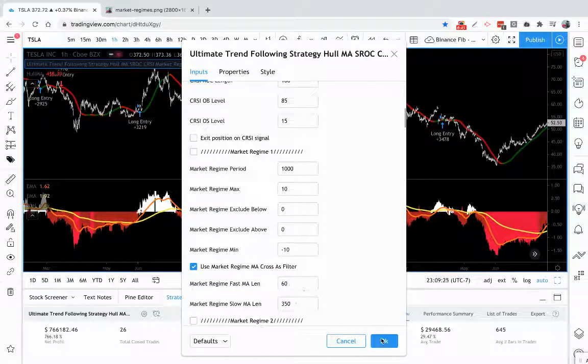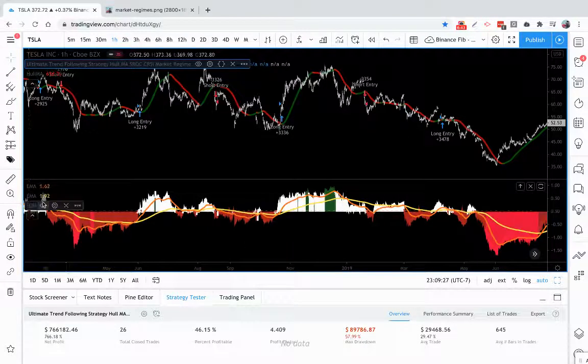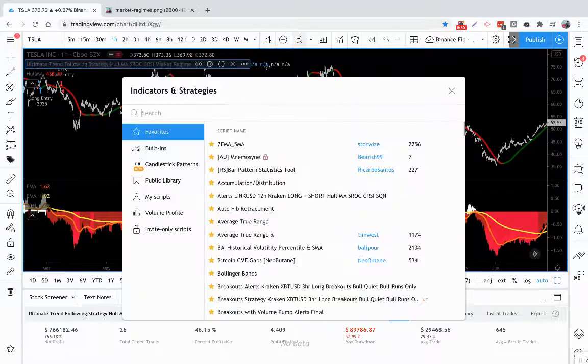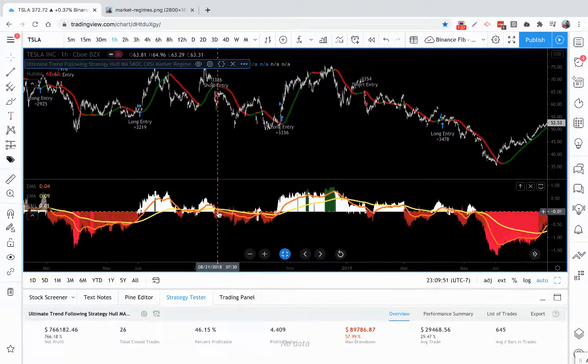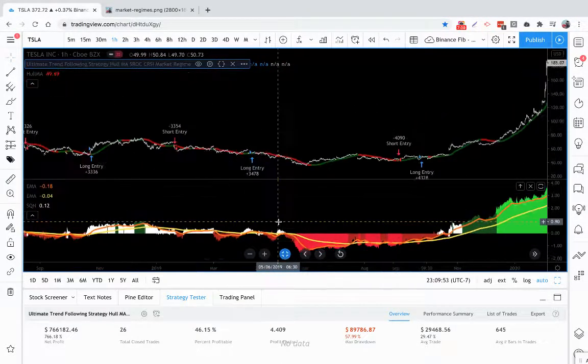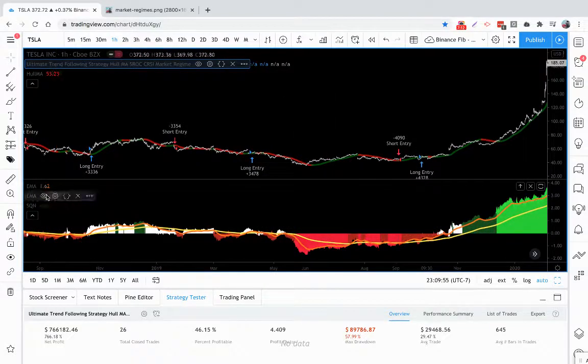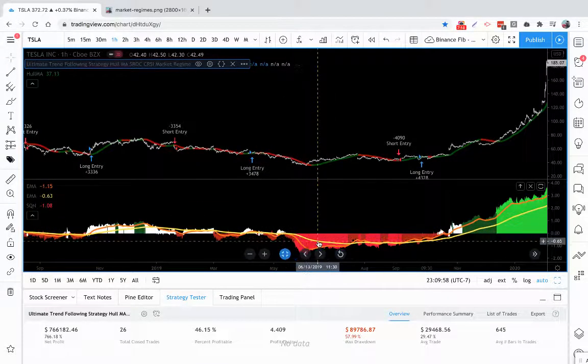So you can actually grab an SQN from the indicators. There's a couple from, let's see, SQN. We have some from this gentleman and also from this great trader, Chris D. Macro. Also has an SQN that's really good also, that I favorited and used also. And that's how you can put that on your chart and see it visually too. And then you could add moving averages. This is just if you want to see it visually.